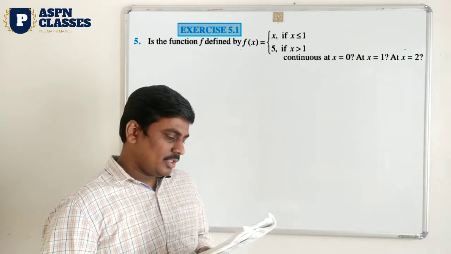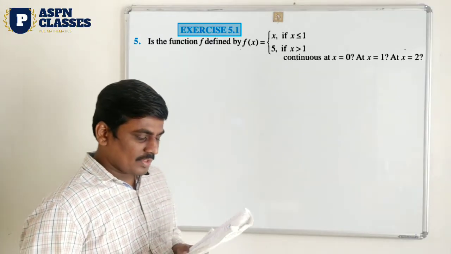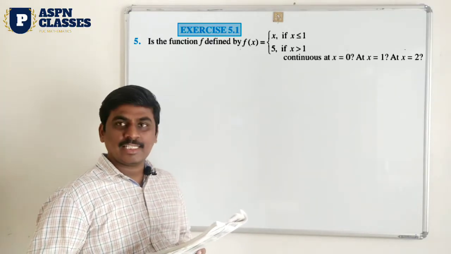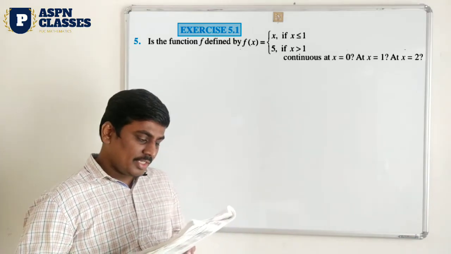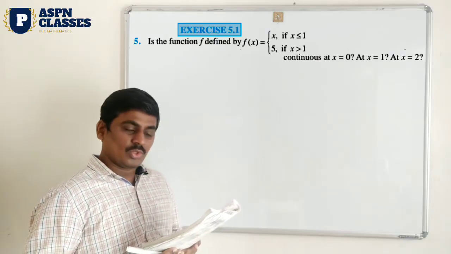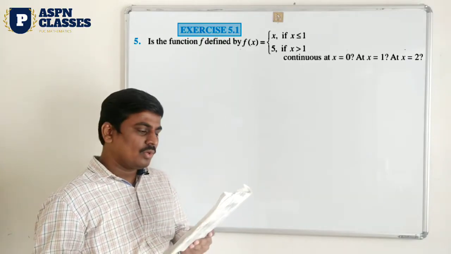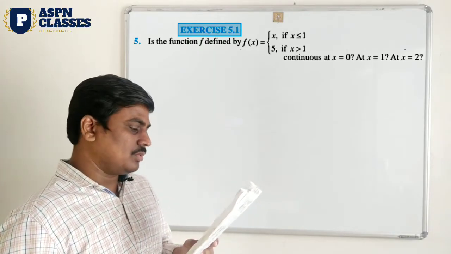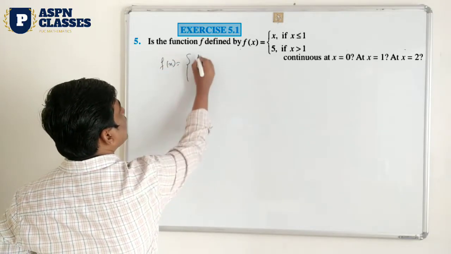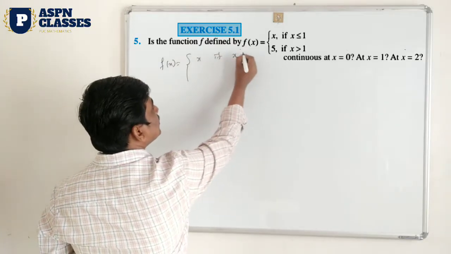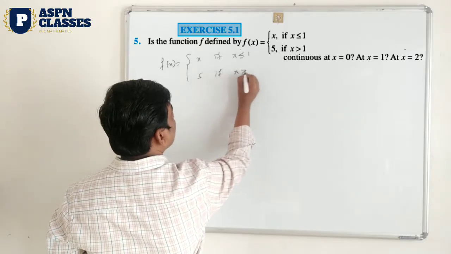Observe here the next question. Is the function f defined by f of x equals x if x is less than or equal to 1, and 5 if x is greater than 1, continuous at x equals 0? It means you have to check whether the given function is continuous at x equals 0, x equals 1 and x equals 2. What is given here? f of x equals x if x is less than or equal to 1, 5 if x is greater than 1.